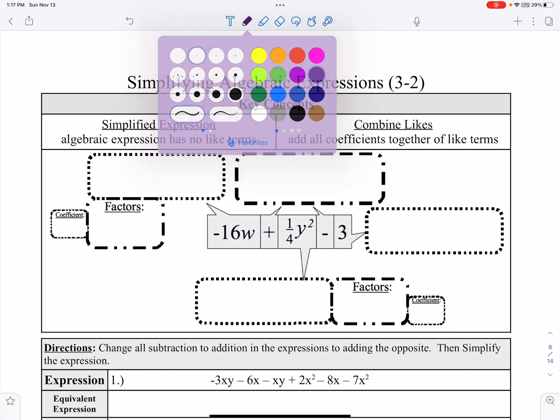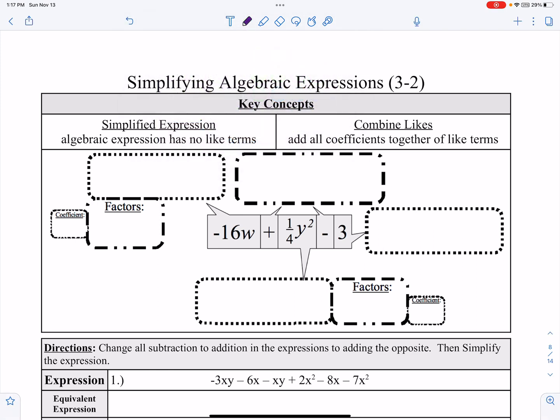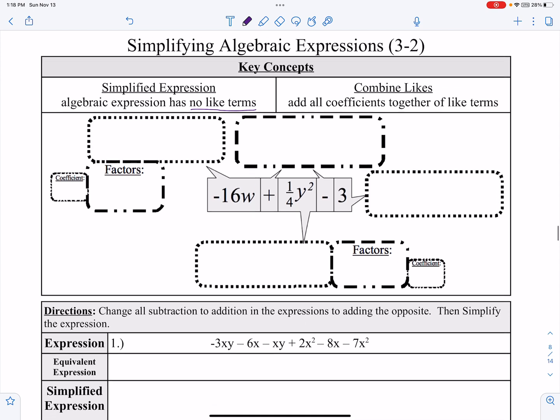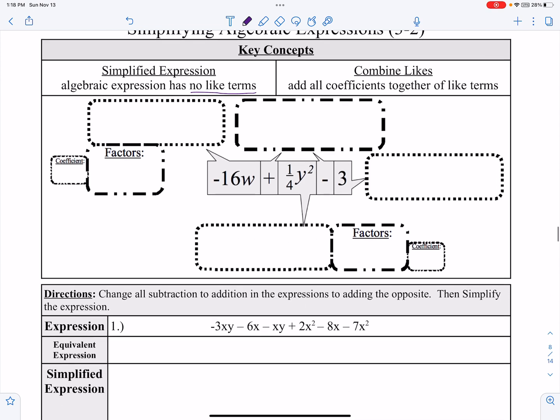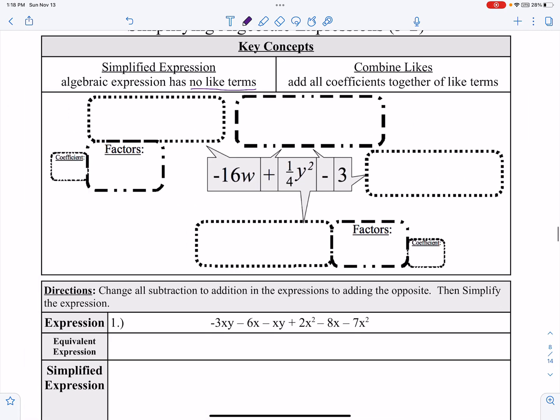All right, simplifying expressions. First thing to understand is simplifying an expression means that you're not actually solving or evaluating for a variable. You're not going to get to one number necessarily. You're just simplifying so that you have no like terms. And we've talked about that like terms are terms that have the same exact variables, or they don't have a variable because they're a constant.